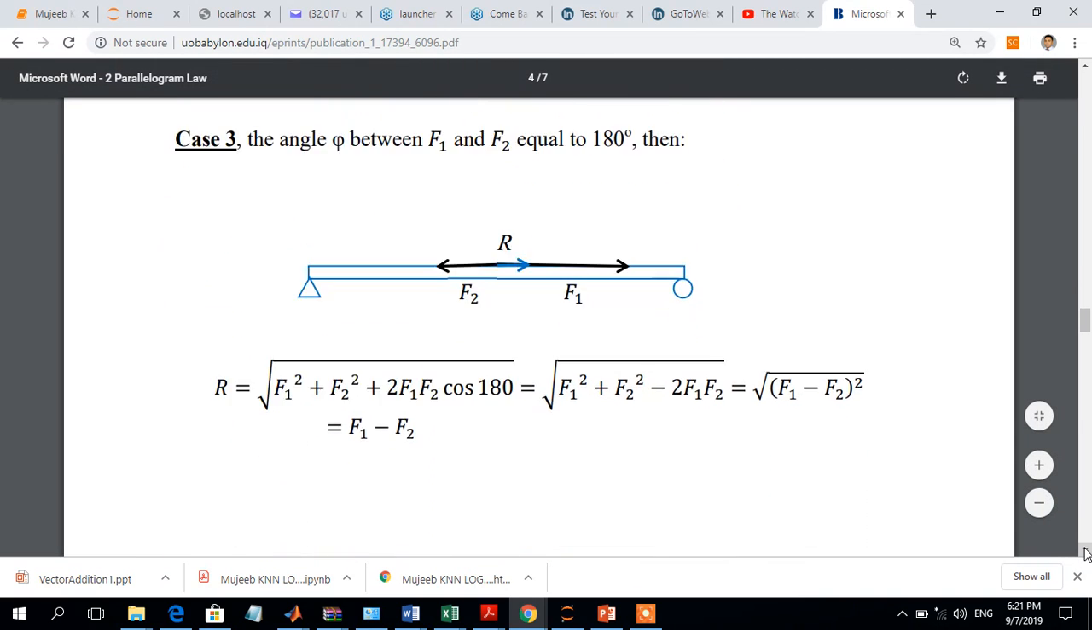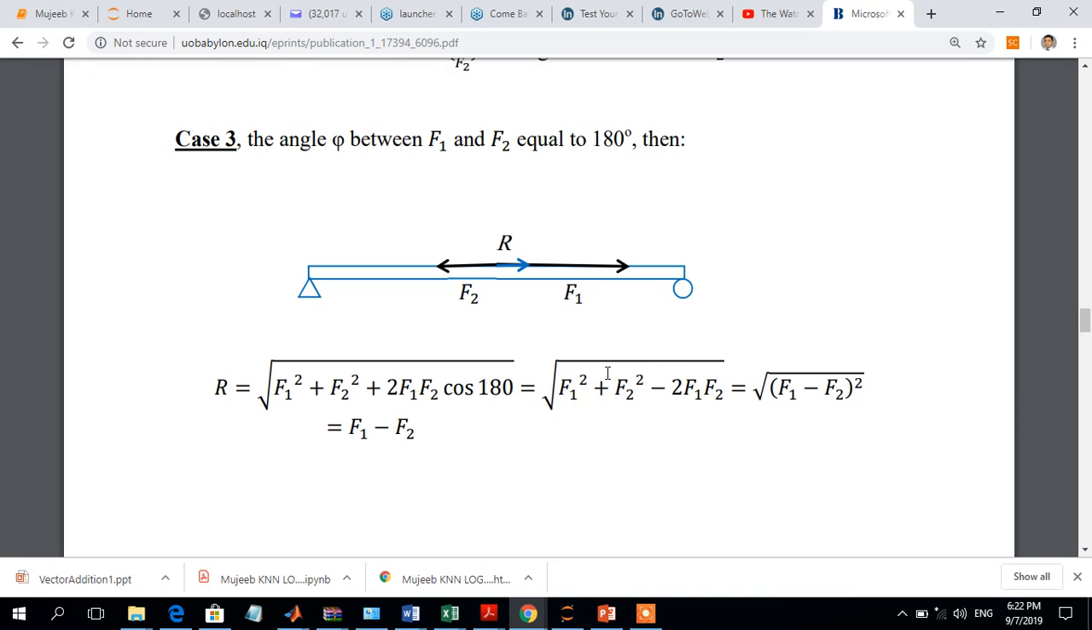Now the third case is if the angle between these two vectors is 180 degrees. 180 degrees means that they are in the opposite direction. As you can see in this particular picture, f1 and f2 are in the opposite direction. As a result, f1 square plus f2 square plus 2f1f2 cos 180, and cos 180 has a negative value because cos 180 is minus 1. As a result, we find f1 square plus f2 square minus 2f1f2. This is the form of (a minus b) whole square, which is a square plus b square minus 2ab. And if you get rid of this root, we end up with f1 minus f2.